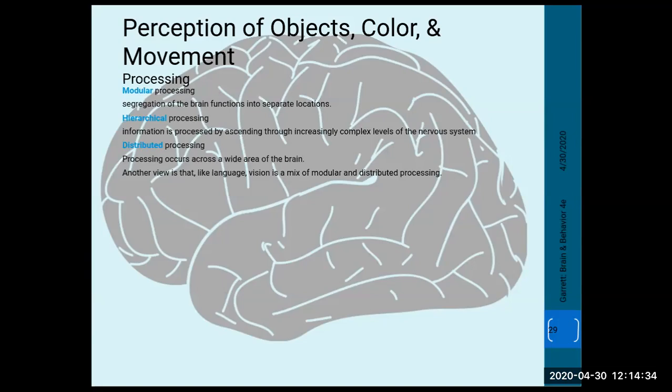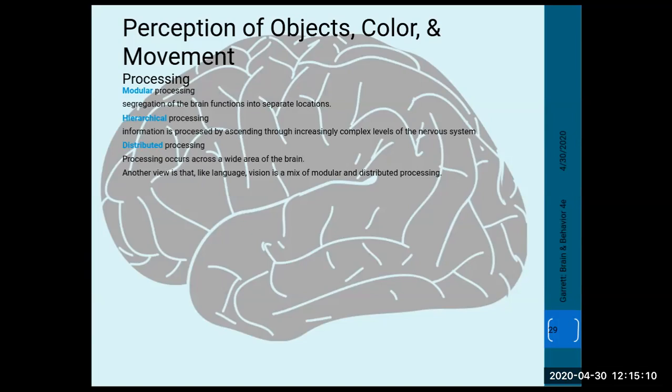So we process things in three sort of ways, right? We tend to process things in a modular way, which means we segregate brain functions into separate locations. So again, those simple cells and complex cells are in V1. We have V2, V3, V4, V5, and other structures. And so information is there. So line orientation and outline of form is V1. V4 is where you add color. V5 is really where movement comes in.